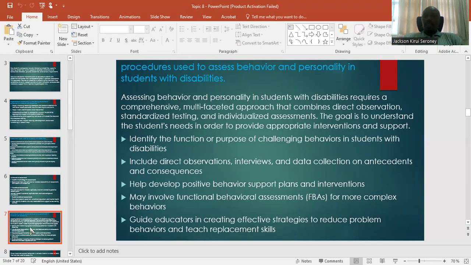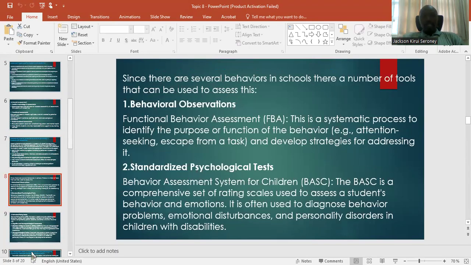So what are these specific ways we can assess personality and behavior? One, behavioral assessment. We can use functional behavior assessment, FBA. And this particular one identifies the purpose or the function of that behavior, either the behavior is attention seeking or escape from duty or task, and the ways of addressing it.